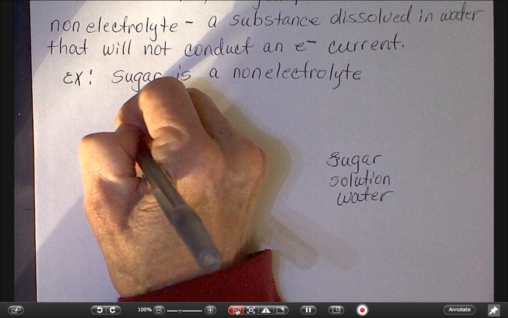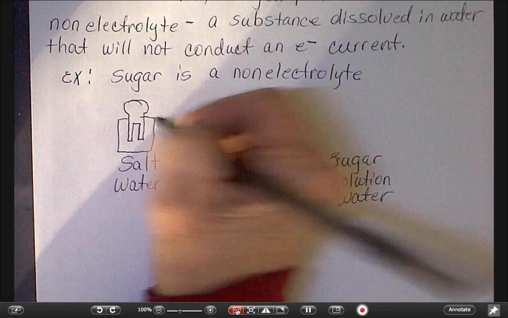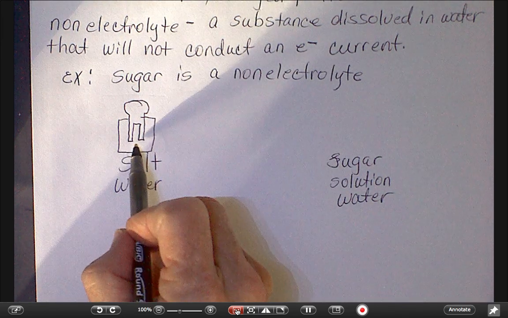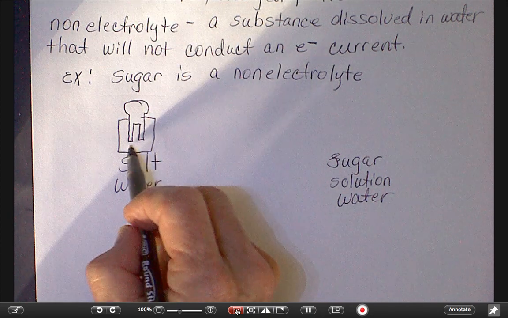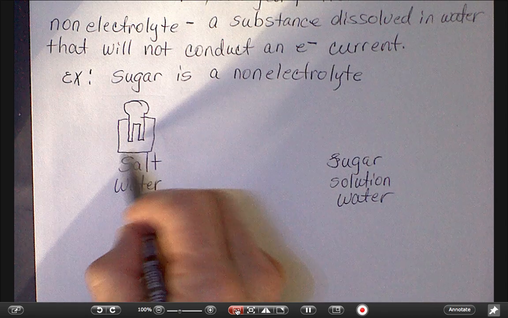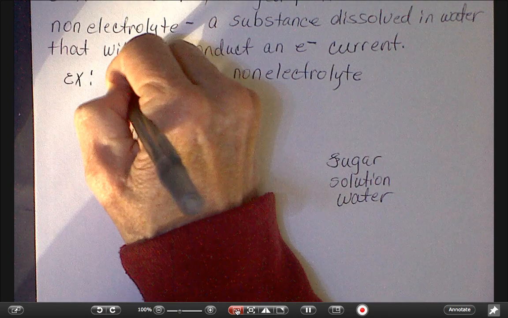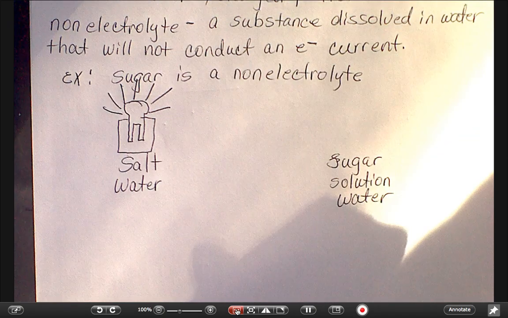Okay. You can see that they're not connected, and the only way the current goes from one electrode to the other is by the ions in the salt water. So this light is shining brightly. Okay?